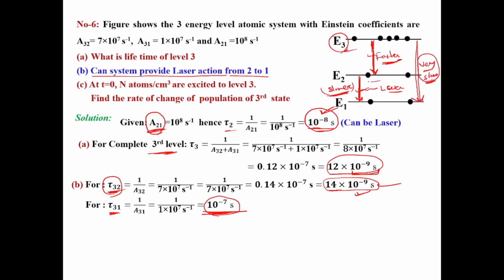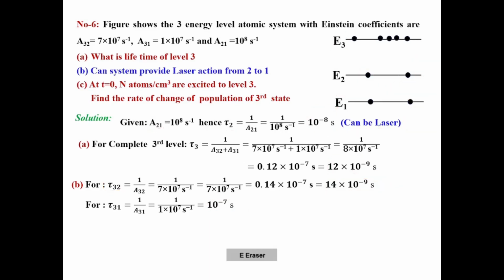That means population inversion can be created in between E2 and E1, because this is the slower rate transition as compared with this transition. So population inversion will be created in between E2 and E1. If a population inversion is created, then this transition can be a laser action.